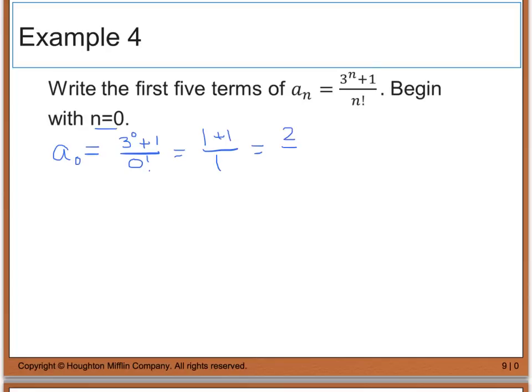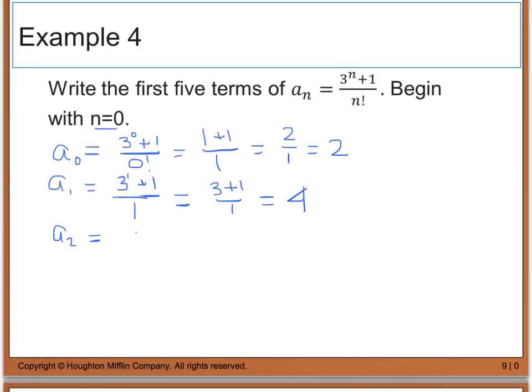This is going to give me 2 divided by 1, which is equal to 2. My a sub 1 term is going to be 3 to the first plus 1 divided by 1 factorial, which is 1. And this is going to give me 3 plus 1 divided by 1, or 4.